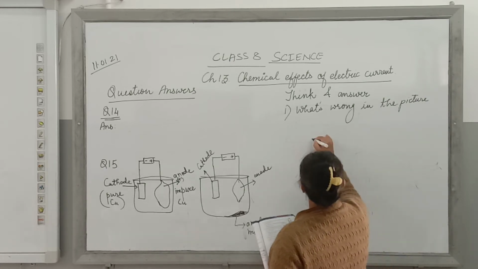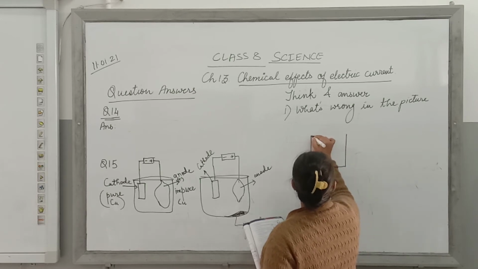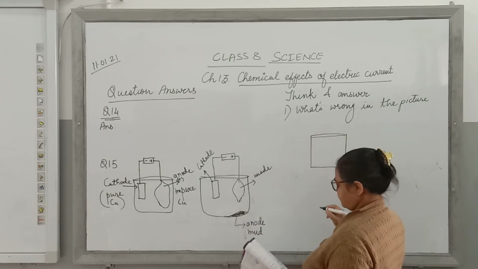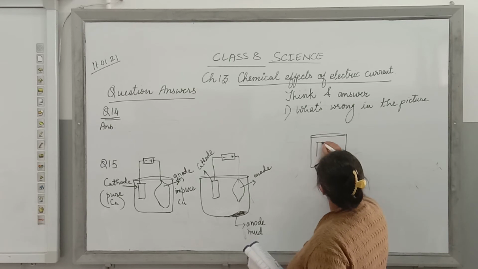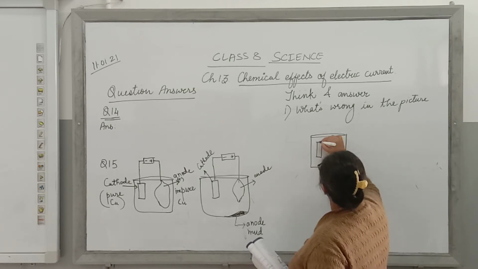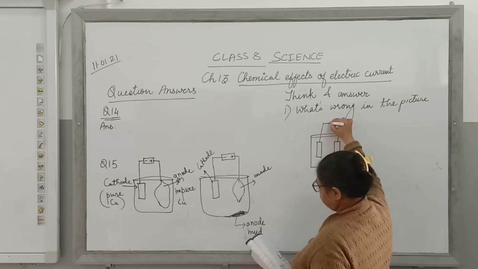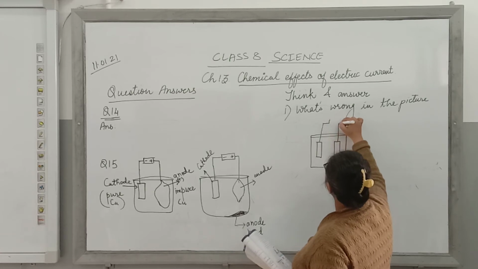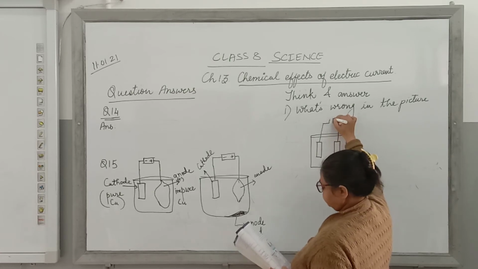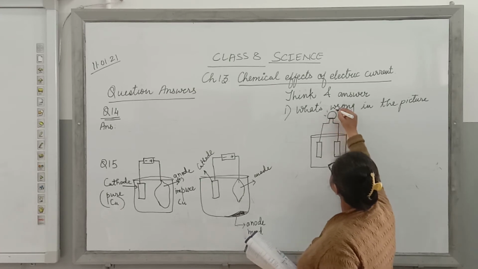So, in the first one, it's like this. There is a beaker. There are two electrodes. Each is connected with a wire, and there is one LED which is glowing. There is something missing in this picture.